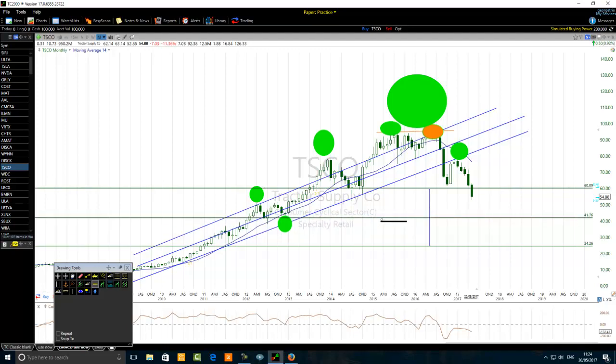Let's call it $42. Yeah, somewhere in that zone, $42. That's it, somewhere there. Okay, so that's the midpoint target, which corresponds to this double bottom here. You see, right from the support here. So that's the midpoint target.